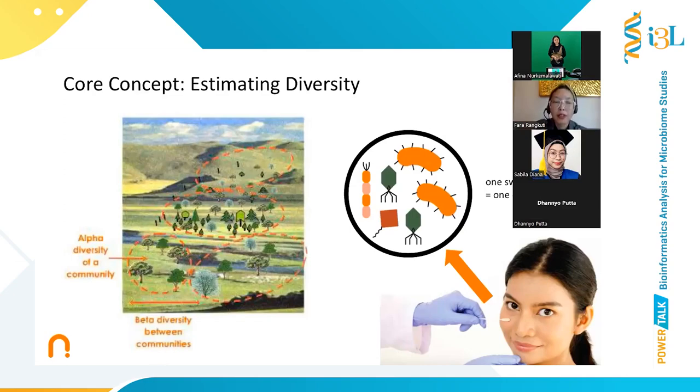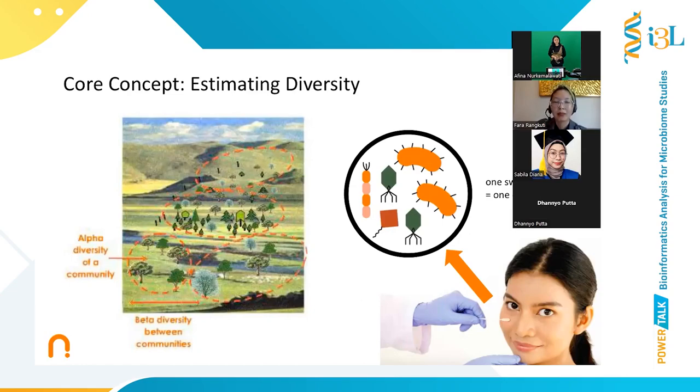And if you talk about beta diversity, it's diversity between communities. So you have an example here, community A and community B, and you want to measure the diversity between them. That's beta diversity. I hope this is clear.